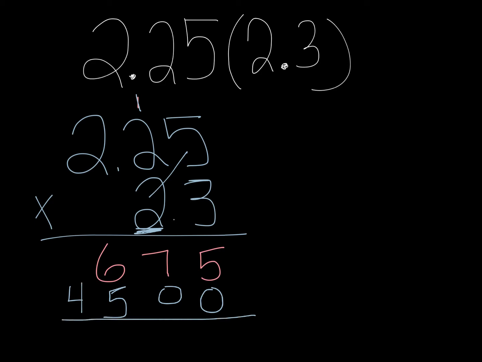The last step is to add up your answer. I'm going to have to add it to the right. So I get 5, 7, and then 6 plus 5 gives me 11. I would have carried a 1, and 4 plus 1 is 5.